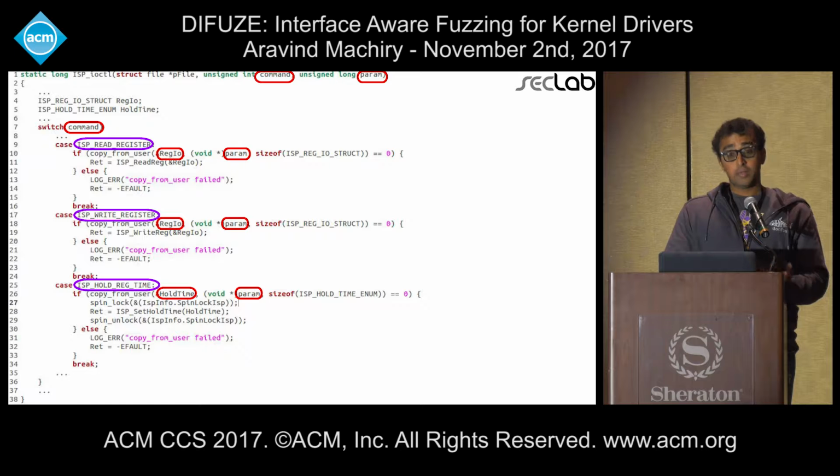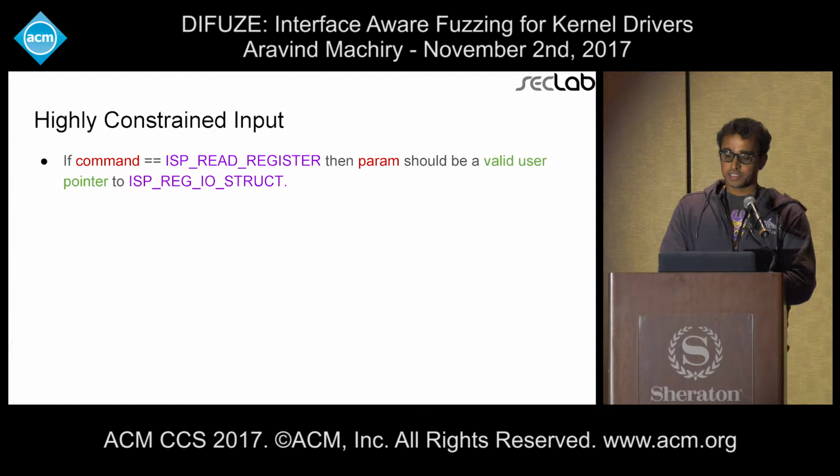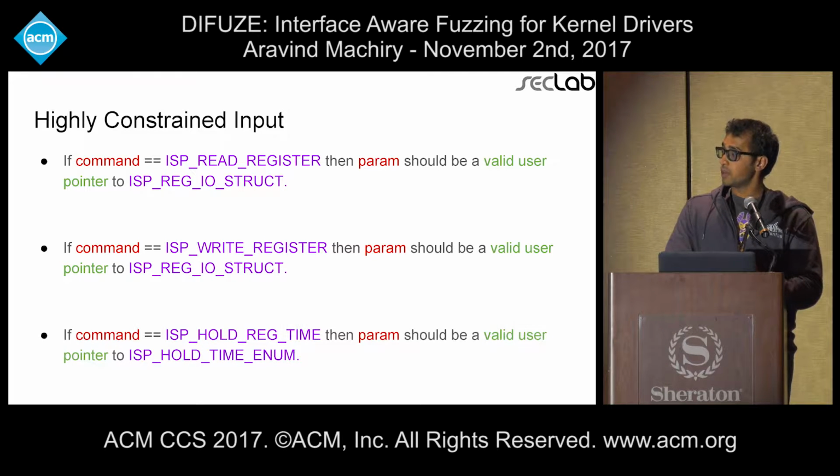Moreover, depending on the value of command, the param has to point to different structure types. If the command is write register, it should point to reg.io, which is actually the same as the read register. However, if the command is hold reg time, the pointer has to point to the ISP hold time enum type.